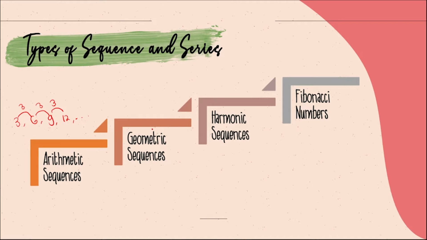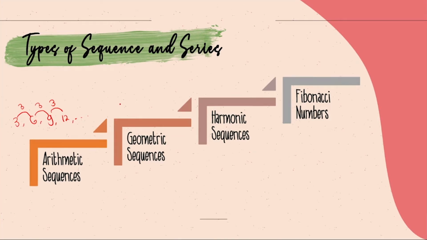Next, there are geometric sequences, a sequence in which every term is obtained by multiplying or dividing a definite number with the preceding number is known as a geometric sequence. For example, just like this: 3, 6, 12, 24, etc.